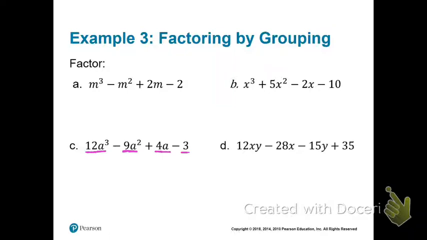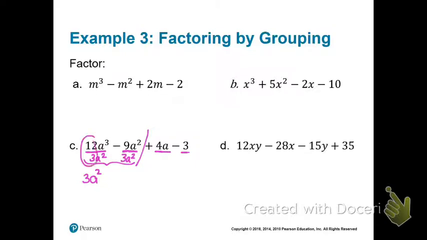Count the number of terms. We can see that there are 4. So let's check if we can factor by grouping. We're going to factor each side individually. So 12 and 9, their greatest common factor is 3. A cubed and a squared, we can take an a with the smallest exponent. So we're going to divide both of these by 3a squared.